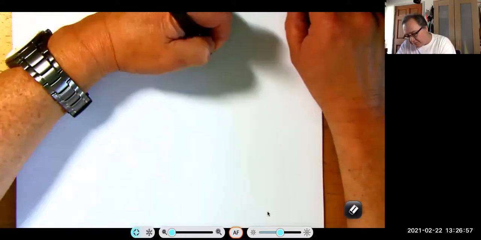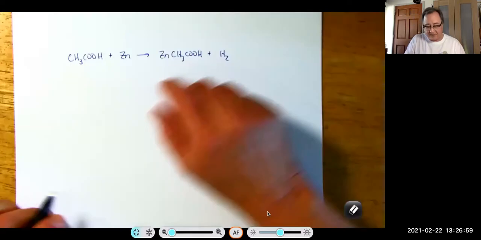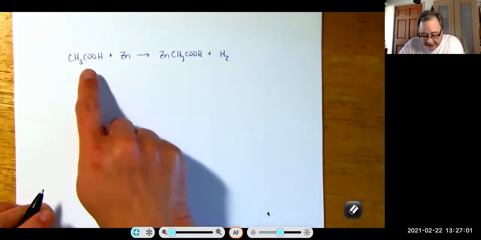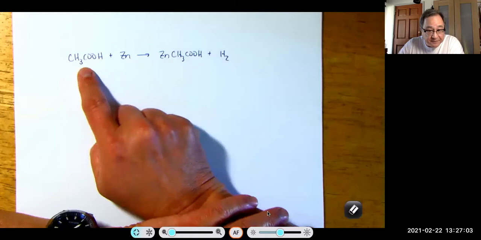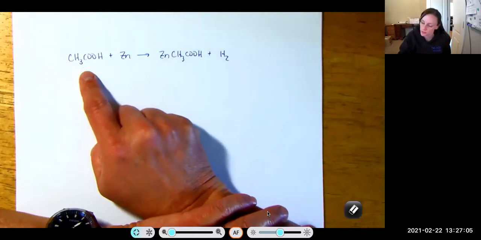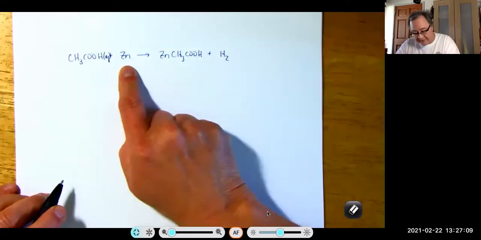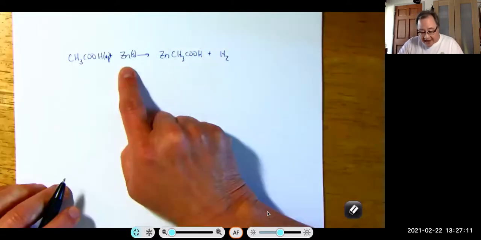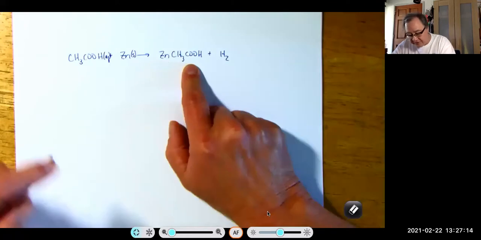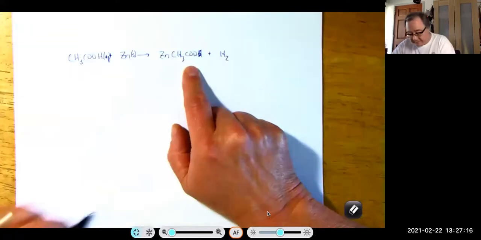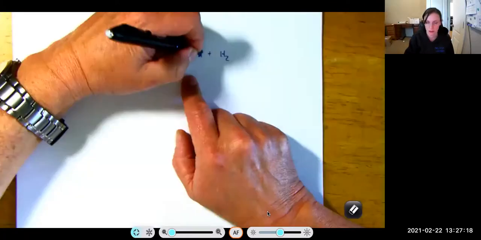Okay, so you should have this. Here's the vinegar, here's the acetic acid in vinegar, reacting with zinc. Here's the zinc to make zinc acetate. Whoops, that hydrogen shouldn't be there. And hydrogen gas.